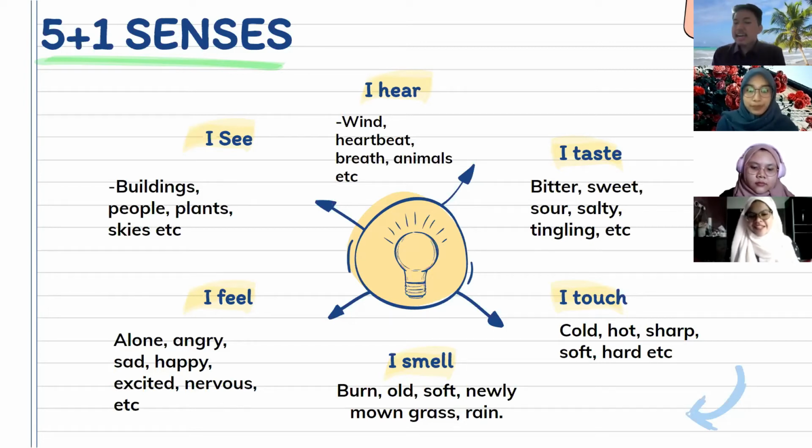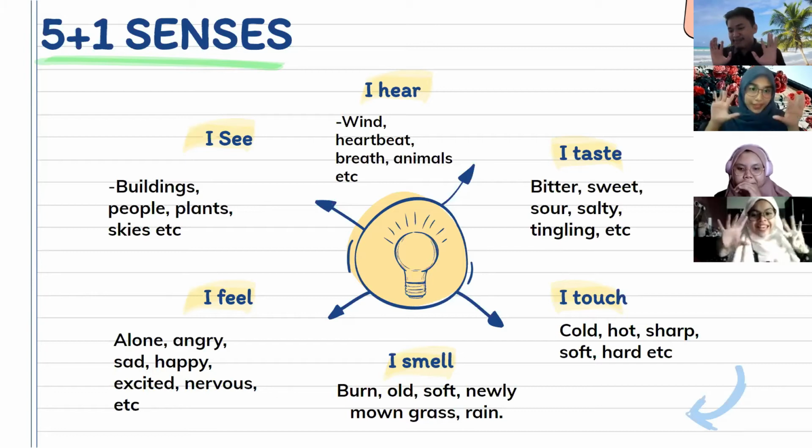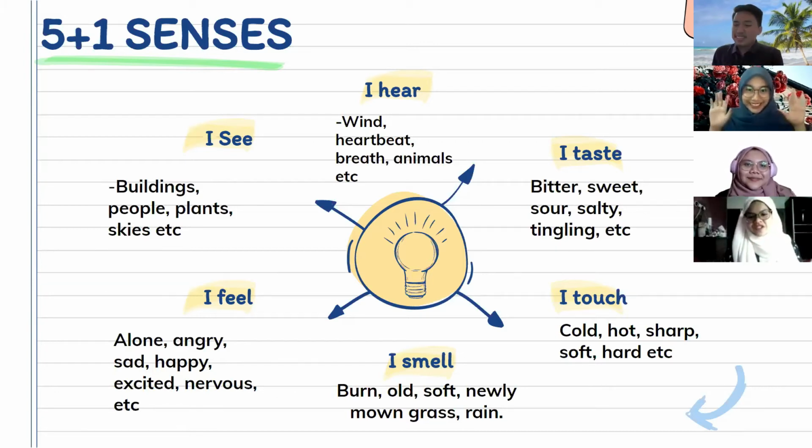And the fourth one is I smell. We smell with our nose. Okay, good. So we can smell burning, soap, or newly mown grass, rain. And the fifth one is I touch. We touch with our fingers, hands. Okay, good. So we can feel cold, hot, sharp, soft, hard, and many more. And the last one is I taste. We taste with our tongue. Good. So we can taste bitter, sweet, sour, salty, tingling, and etc.